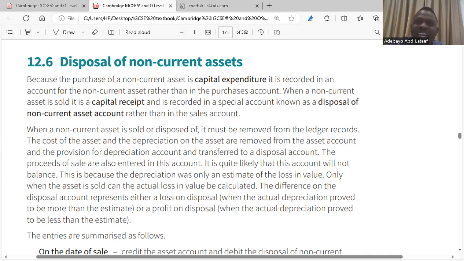It's not part of the sales. It's not part of your stocks, so you should not record it as stock. You have to record it as disposal of non-current assets instead of putting it in your sales account.